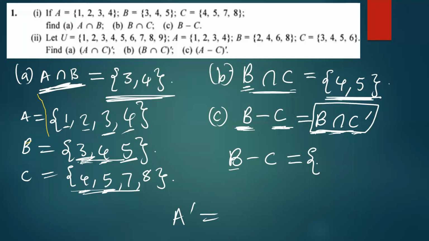That means we're just going to have 3 as our element in B minus C, because we know that 4 and 5 are part of set C as well. So we're not supposed to list those. And a set that contains only one element is called a singleton set. So this is a singleton set.